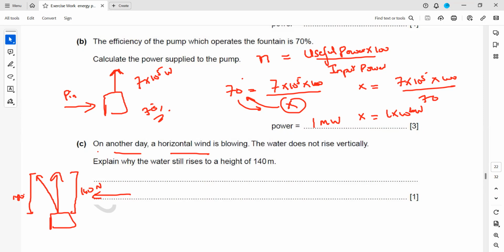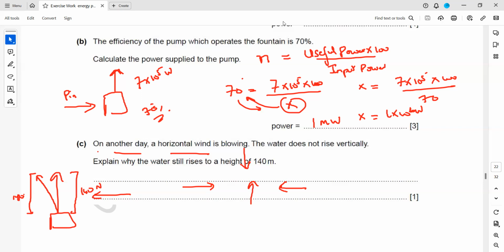So why does it rise to the same height? Because when the wind is blowing, the wind is not affecting the vertical motion. Wind is not moving from top to bottom or bottom to top. It's moving right to left or left to right. So as a result, what will happen? Because the wind has no effect on the vertical motion of the water, that's why it rises to the same height. The force of the wind is horizontal only. It's not vertical.